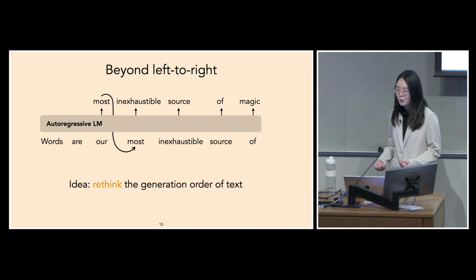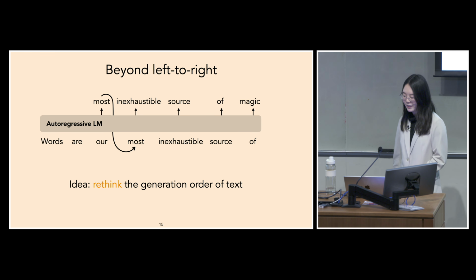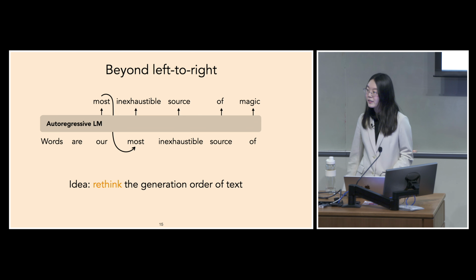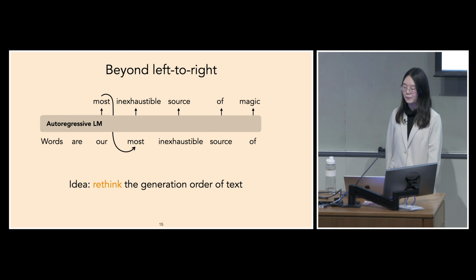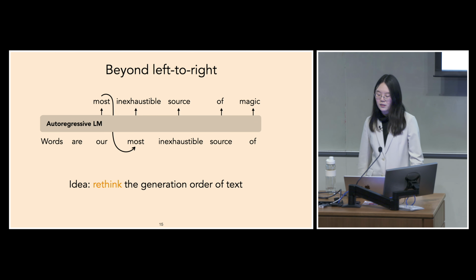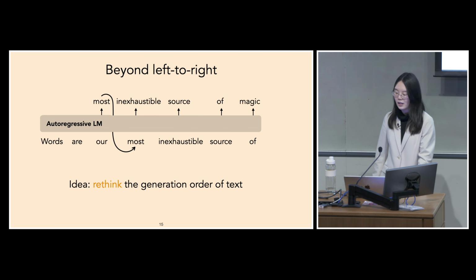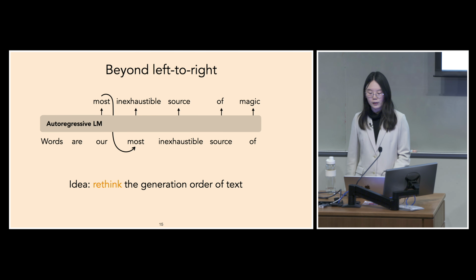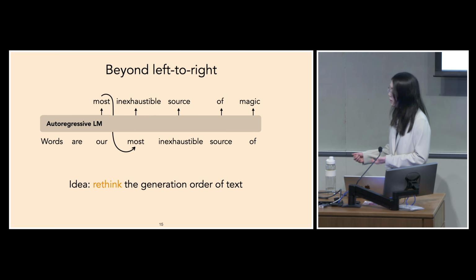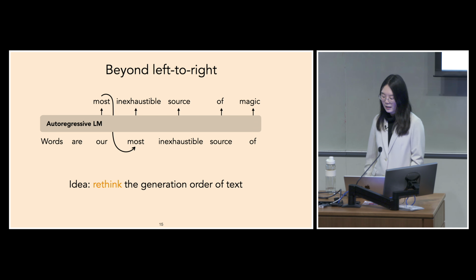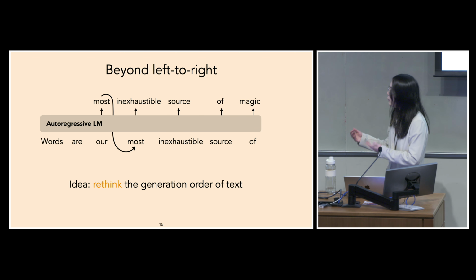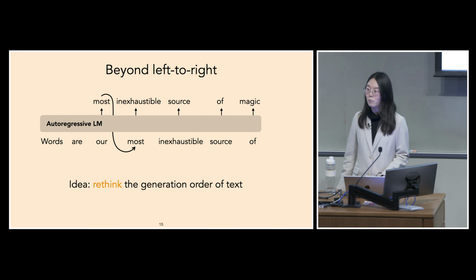But the generation order of text doesn't have to be left to right. My research rethinks this generation order of text. I develop methods to resolve these control challenges by building a non-autoregressive language model that can generate all the tokens simultaneously. And I will show that this family of models is also controllable by design.